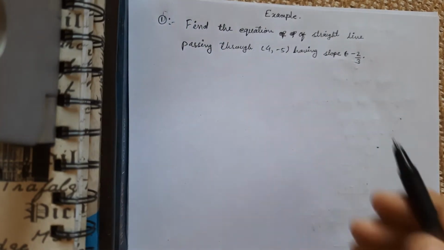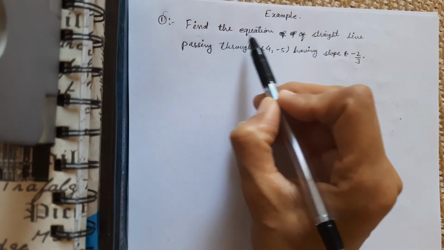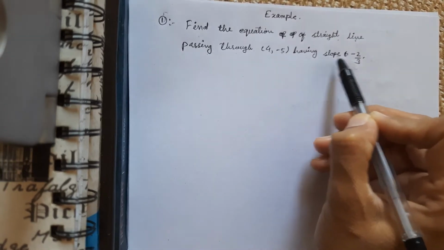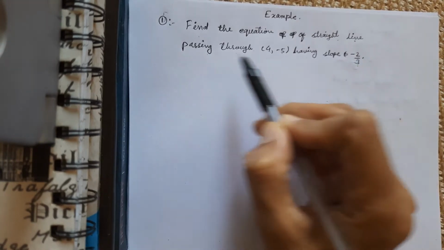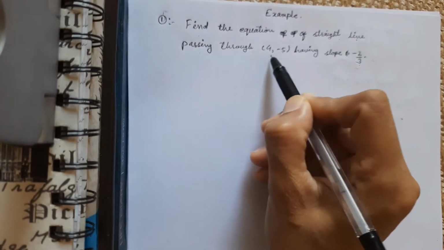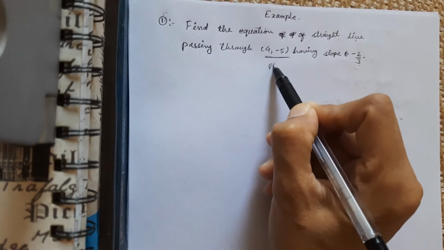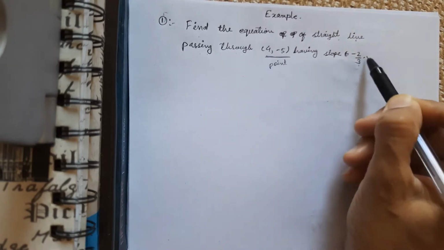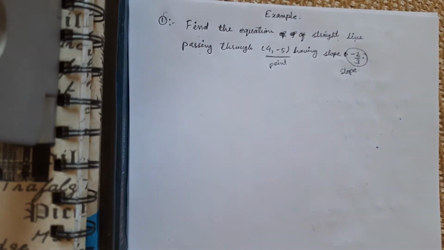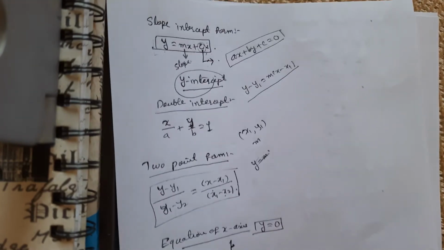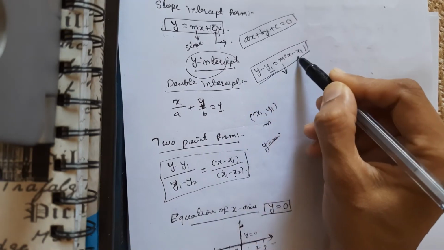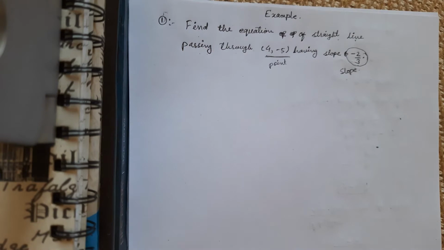The example I have already written here: find the equation of a straight line passing through (4, minus 5) having slope minus 2 by 3. First of all, observe what information is given. It is passing through one point, so this point is given, and the slope of the straight line is given. Which form will you use from the previous discussion? You will use the slope point form, this one. The slope is given and the point is given. So let's find the equation of the line.